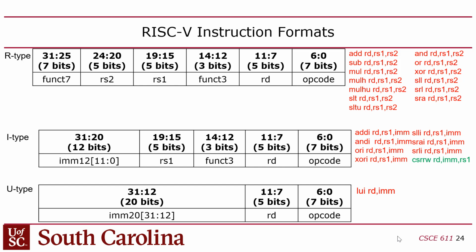R-type, like in MIPS, you have 2 input registers and 1 output register. The problem is that the encoding format is a little weird because the opcode is last. Remember, it used to be first. The opcode in MIPS used to be the first 6 bits, right? Now it's the last 7 bits. So the opcode has grown from 6 bits to 7 bits, has moved to the other side of the instruction, and that function code, remember in MIPS the function code was 5 bits and now it's 7 bits.